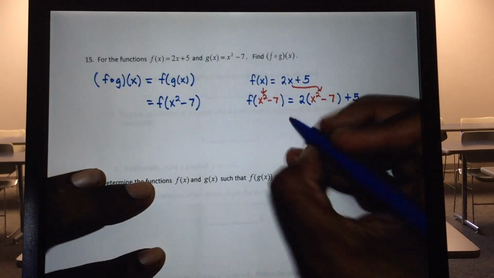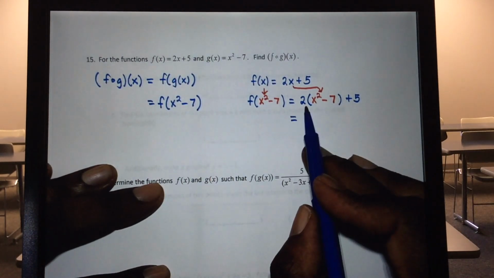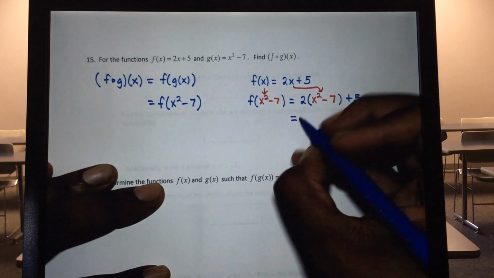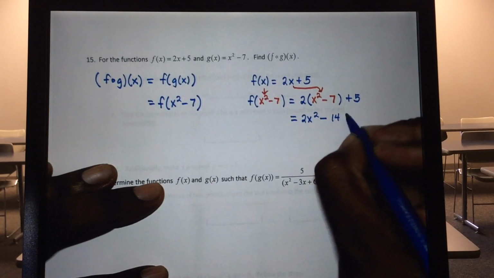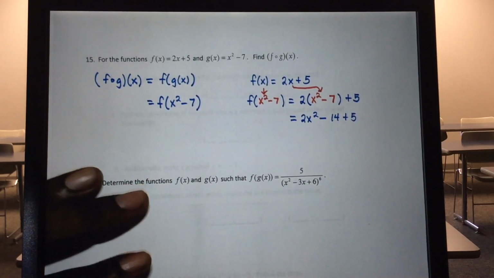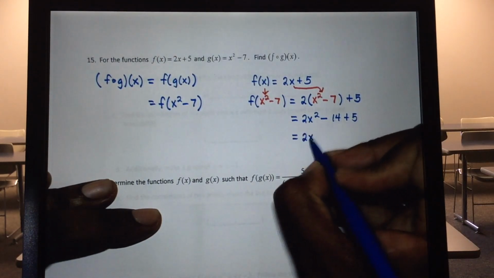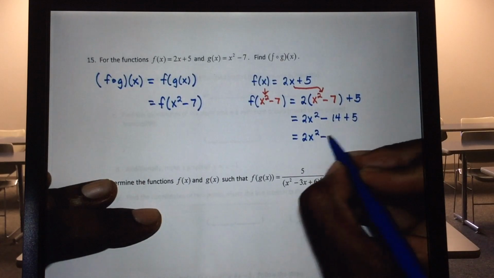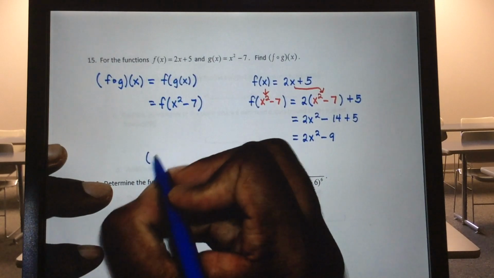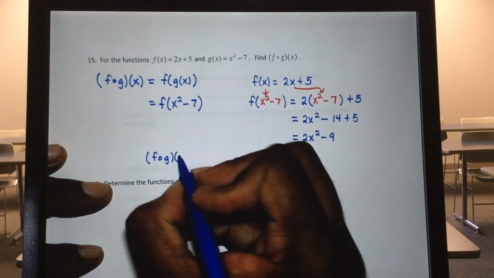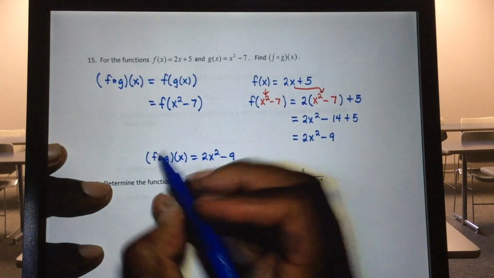Now here I'm going to simplify only the right side of this expression. If I distribute the 2 over the x squared minus 7, this will be 2x squared minus 2 times 7, that's 14, bring down the plus 5, because that's part of the f of x function. Bring down 2x squared. Negative 14 plus 5 will be minus 9. So that means the composition of f with g of x will be 2x squared minus 9.